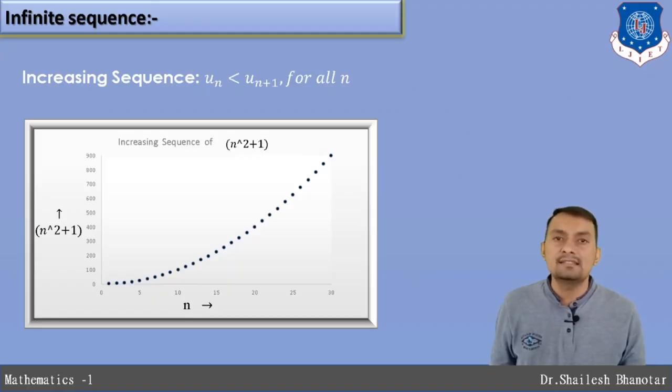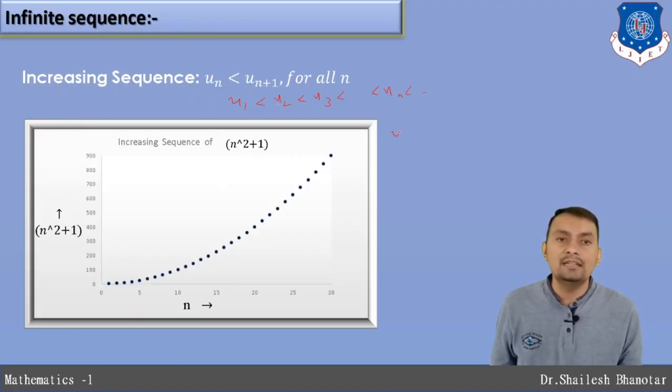So in this video, first we start with the increasing sequence. When can we say that a sequence is increasing? Suppose you have u_n is less than u_(n+1) for all values of n, then the sequence will be increasing. Otherwise, you may write that u_1 is less than u_2 is less than u_3 is less than, and so on. If this happens, then definitely we can say that the sequence is increasing.